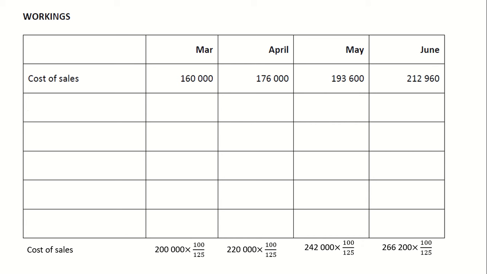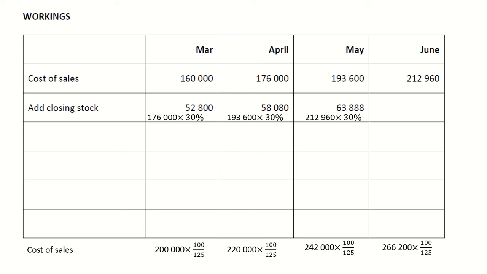They told you that your closing value will be 30% of the following month's cost of sales. So I'm going to take cost of sales for April and multiply them by 30%. It will give me my closing stock for March. Similarly, for April, take May cost of sales multiplied by 30%, it will give you closing stock for April. For May, take cost of sales for June multiplied by 30%, and it will give you closing stock for May.